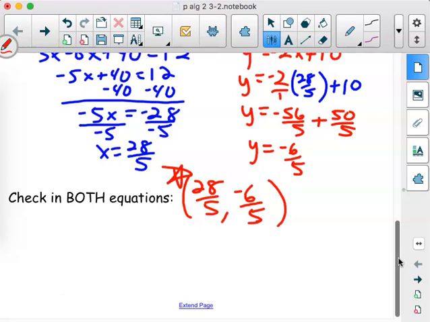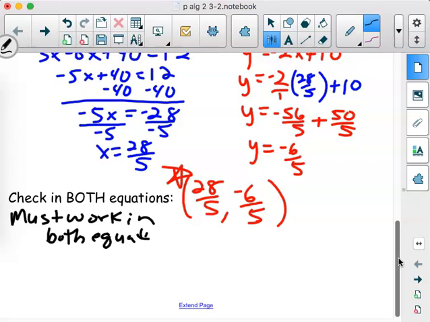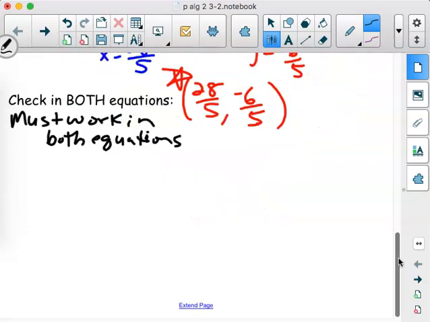Now, sometimes we give you a point and we say, hey, is this a solution to these systems? To be a solution to the system, it must work in both equations. Or even if there's more than two equations, 3, 4, 5, it must work in all of them. So it has to work. And again, that's something really fast you could do, because we've got 3x plus 4y equals 12. So you do 3 times 28/5 plus 4 times negative 6/5. And that has to come out to be 12.